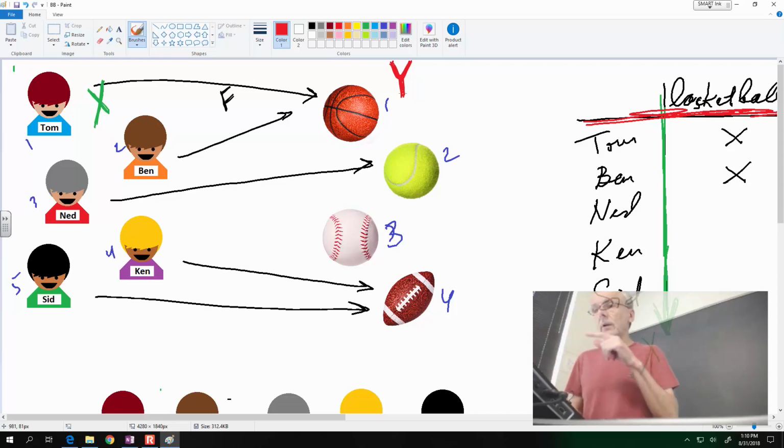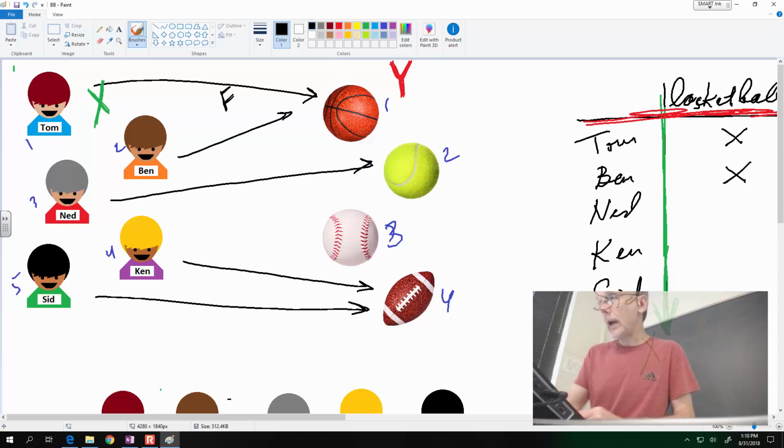Okay. Similarly, who prefers to play football? The answer is Sid and Ken. Okay. So in other words, the answer is once again a set. So in fact you could see an equation. Let me try to visualize it. Well, here's the equation that we're trying to talk about at the bottom.